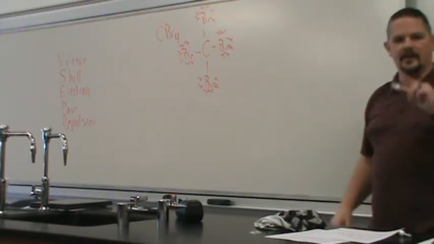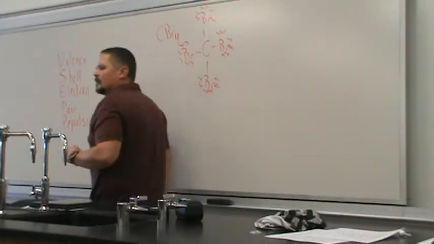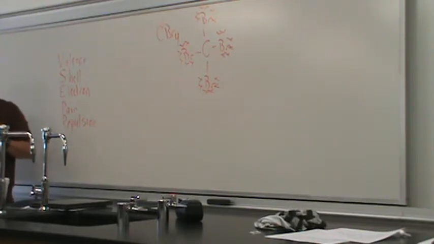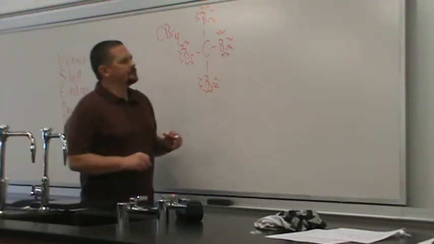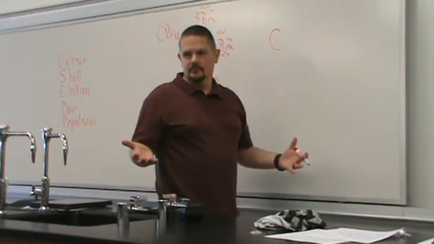So now we look at our handout. Look at the leftmost column. Look for the shape that has 4 things coming off the central atom. What shape has 4 things coming off the central atom? Tetrahedral. So the VSEPR shape for this one is going to be tetrahedral.